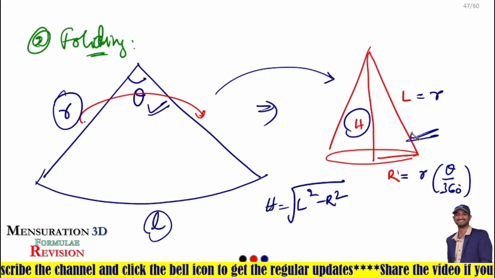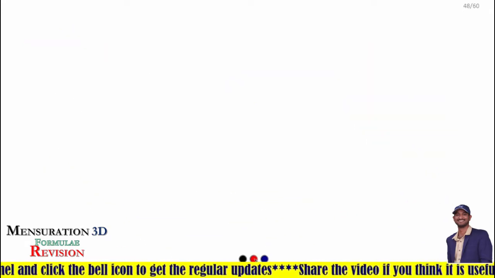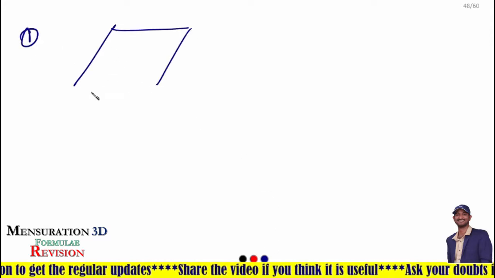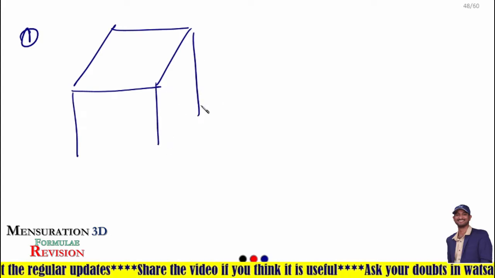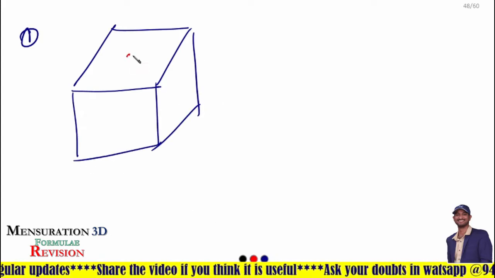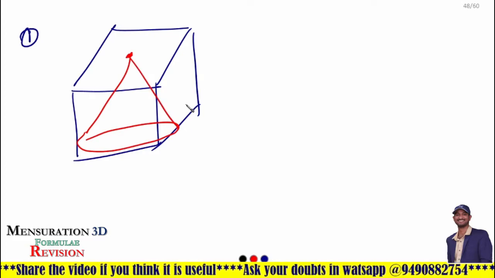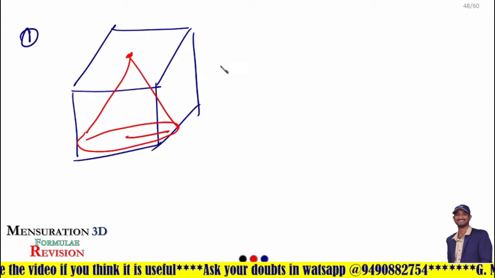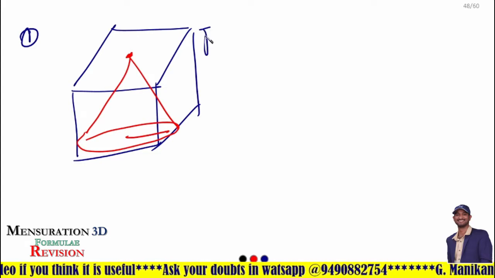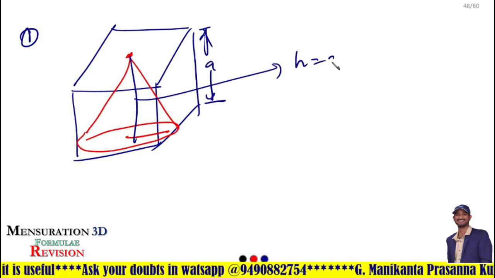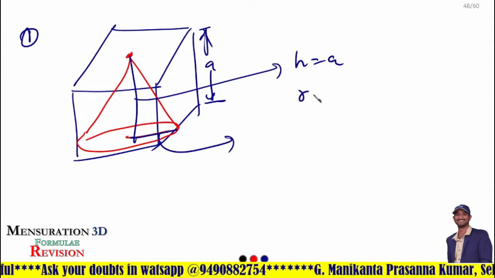Next, inscribing figures. In the inscribing figures of cones, we have 4 models. One is a cone inscribed in a cube. A cone of maximum volume is inscribed in a cube. So if the edge length of the cube is A, then height of the cone is edge length and the radius of the cone is A by 2.